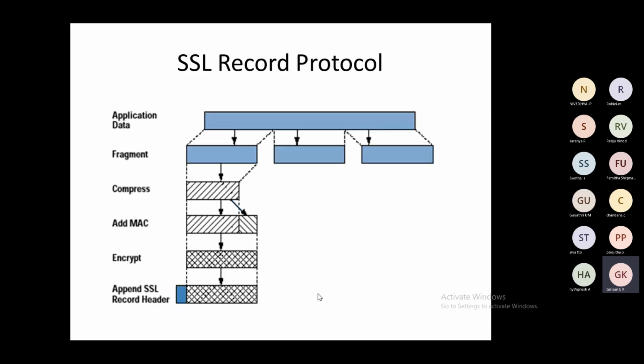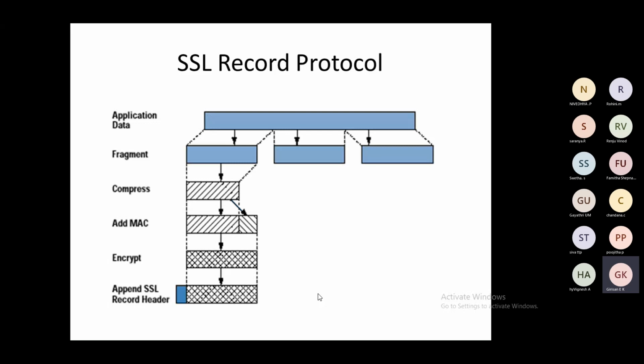So the SSL record protocol does certain things. How does it distinguish the TCP packet from the SSL packet? What it will do is add its own header, called the SSL record header. You can see this last in the diagram. Then it will encrypt the application data, which will come in this way.